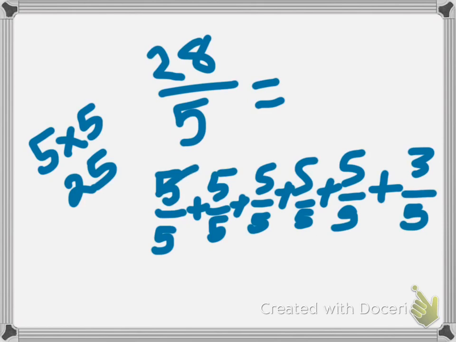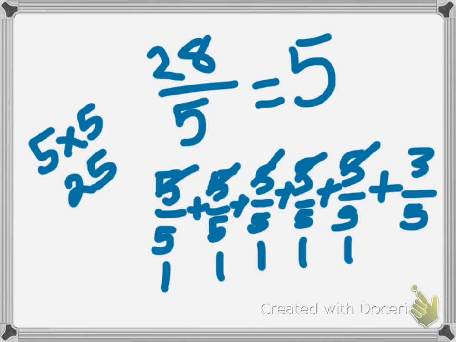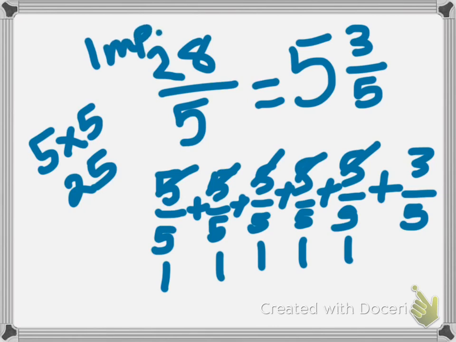So let's count. 5, 10, 15, 20, 25 plus 3 more makes 28 fifths. So in total I have 1, 2, 3, 4, 5 wholes and 3 fifths. So here is my improper fraction and here is my mixed number.